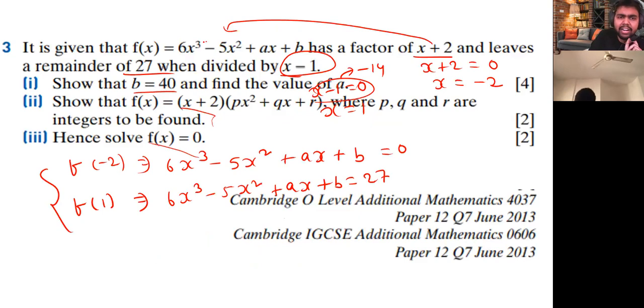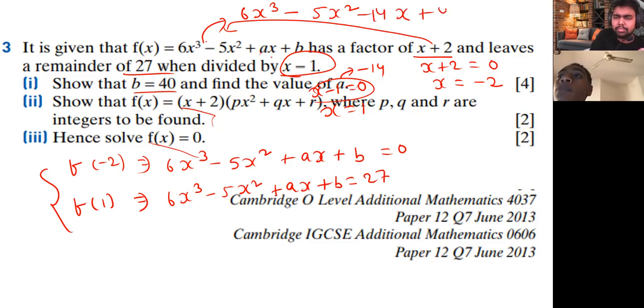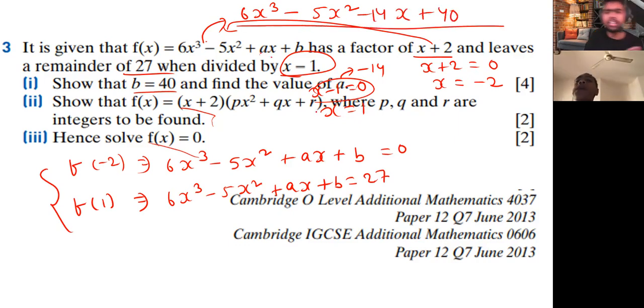Now I can again rewrite my function, where A is equal to minus 14 and B is equal to 40. Now rewrite this one: 6x cube minus 5x square, then A is minus 14, so I'm writing minus 14x plus B, which is 40. Can I rewrite my function like this? Yes. Now, you already know when it says to express in terms of x plus 2, we just divide by this. So just divide.